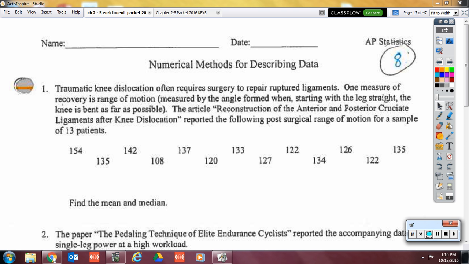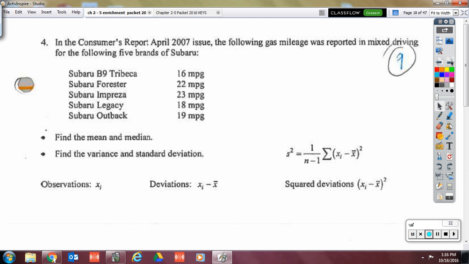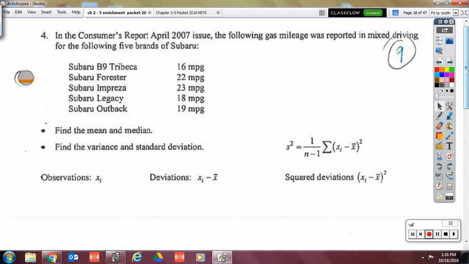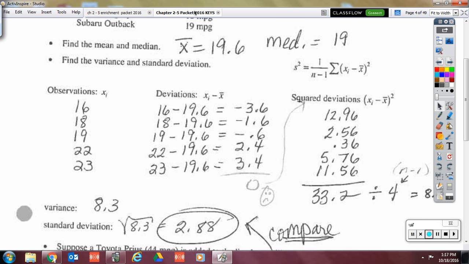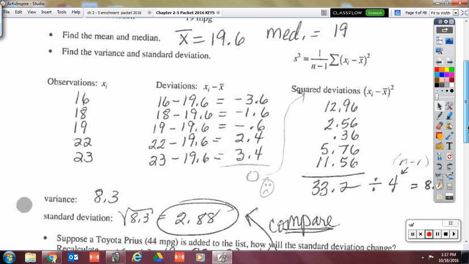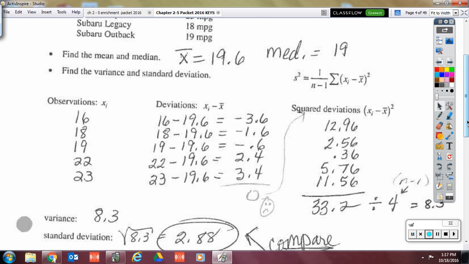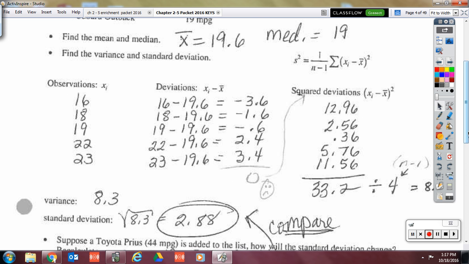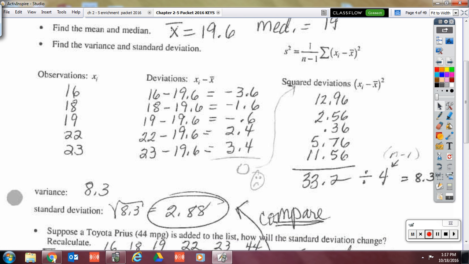Okay, so yesterday we did page 8 and got over to page 9. We worked through the formula and we got on page 9 that our standard deviation for these vehicles was 2.88. So let me tell you what that means. On average, our vehicles are about 2.88 miles per gallon away from the average of 19.6 miles per gallon. So that's the average distance that the other vehicles are away from 19.6.